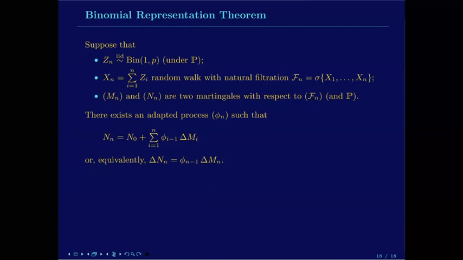Or equivalently, we can write the change in the one process equals a factor times the change of the other. And this factor actually is known at the beginning of this time period. So it's Fn-1 measurable, using the information up to time n-1. We know this value.